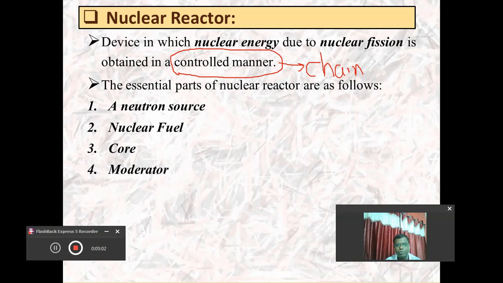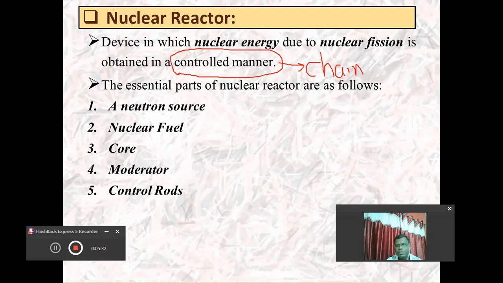Again, the fast neutrons which are obtained in the nuclear fission can be converted into slow neutrons, because we require slow neutrons for the next nuclear fission of another nucleus, and that is done with the help of a material called the moderator. So these moderators are materials which can convert fast neutrons into slow neutrons.